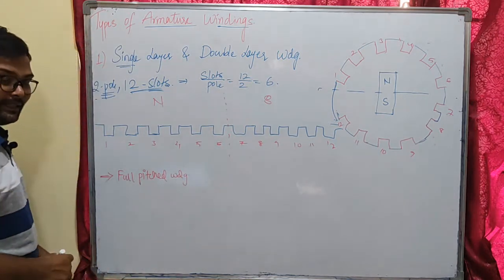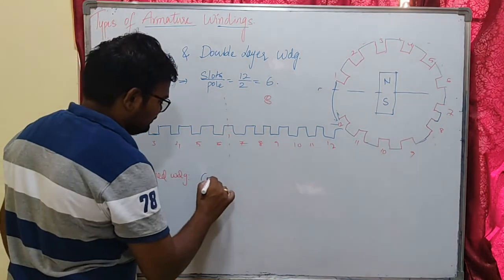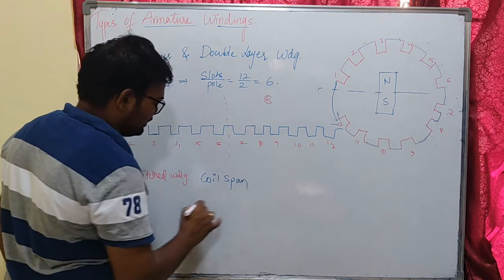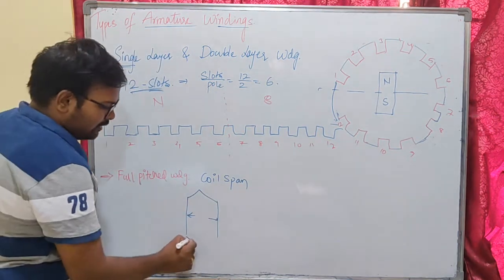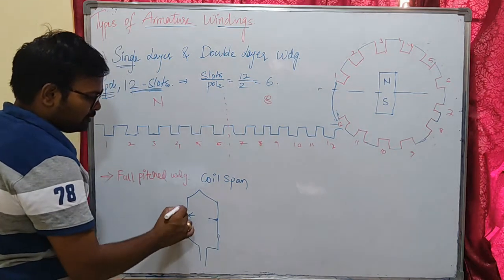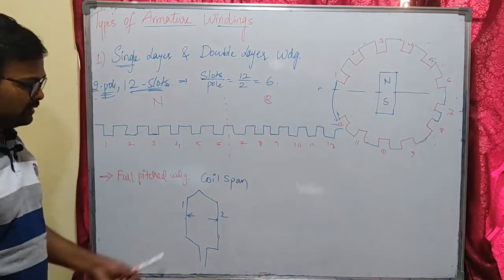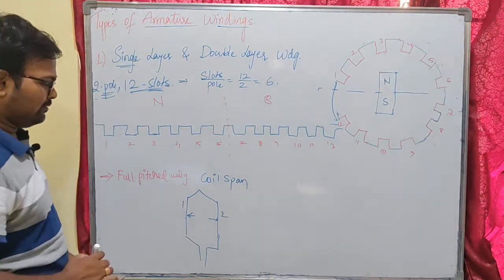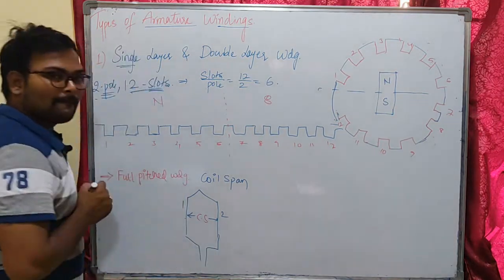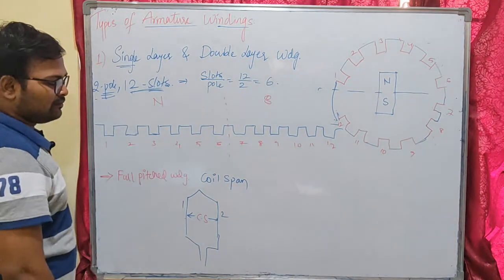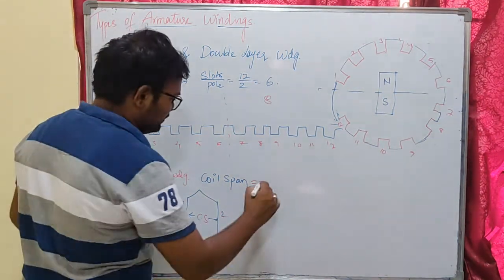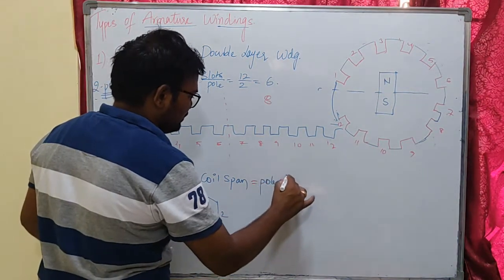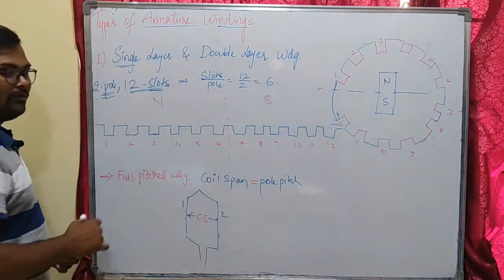Okay, full pitched winding is when the coil span, which is the distance between two coil sides, coil side number 1 and coil side number 2, is called the coil span. Okay, this is my coil span. If this coil span is equal to my pole pitch, this type of winding is called full pitch winding.